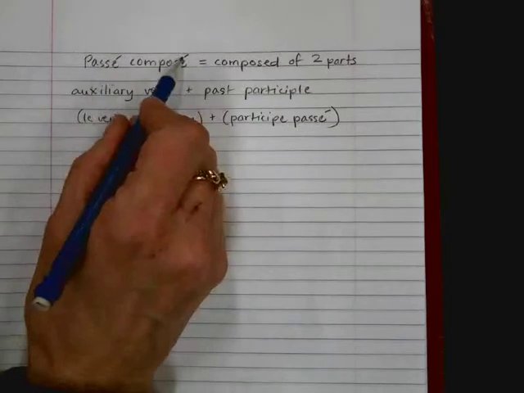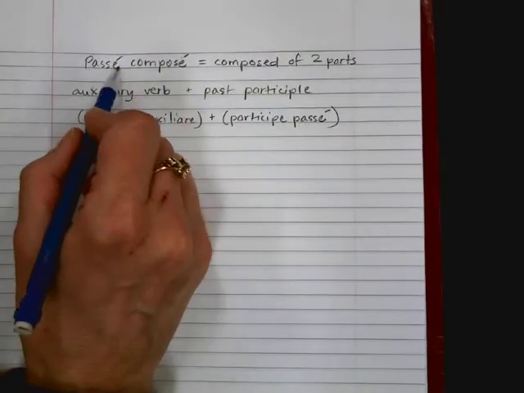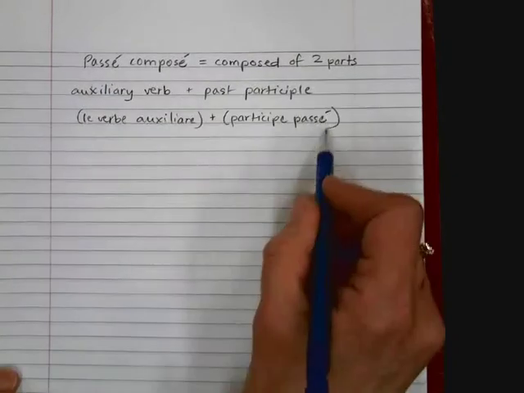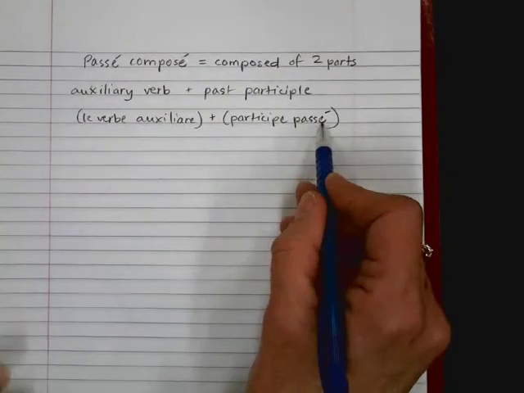These accents cause these E's to be pronounced. They need to be there. Passé, composé, participe, passé.